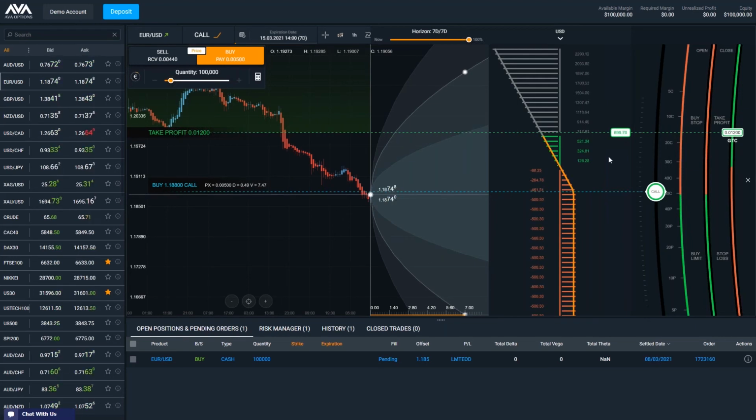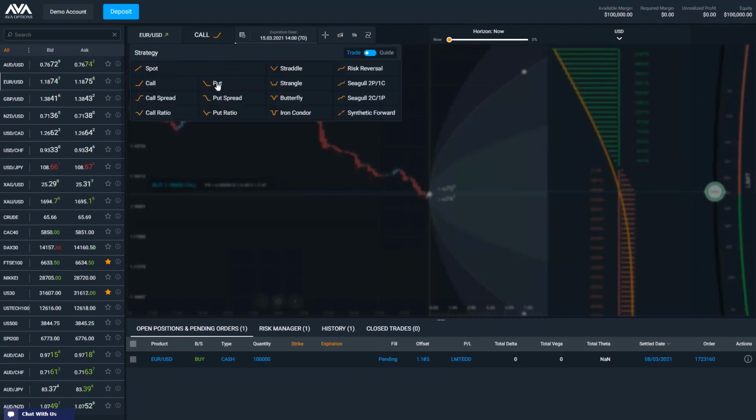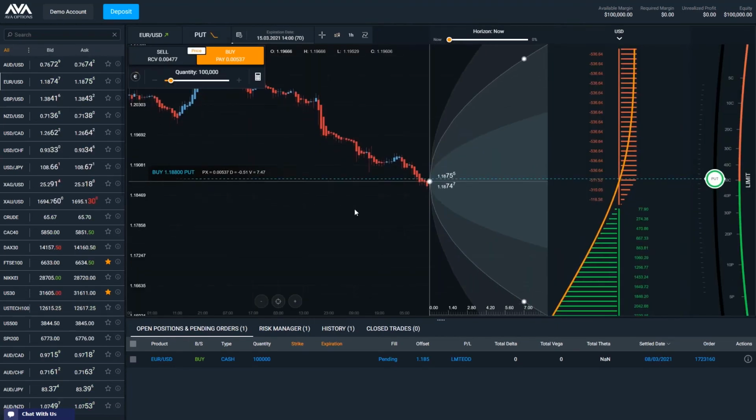So options give you an asymmetric profile, asymmetric trading risk. So rather than having unlimited loss potential with trading spot, we can have limited loss potential with trading an option. If I choose a put, it gives you the right to sell. So now again, you see unlimited profit potential as the market goes down because we have the right to sell at the strike price. And the most we can lose is what we paid for the option.